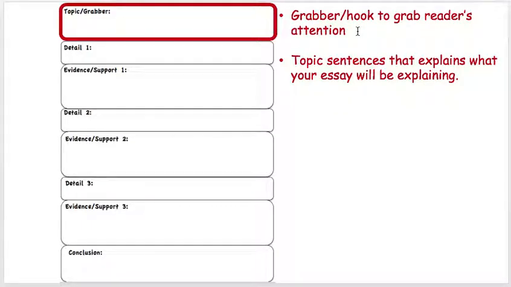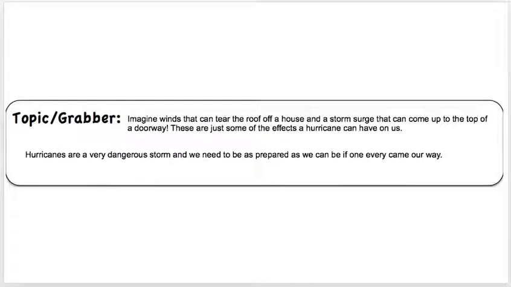So the very first box, which we spoke about, is a grabber hook to grab your reader's attention and a topic sentence that explains the topic of your essay. So as you can see, I have filled out the very top of that organizer. So the grabber that I have chosen is as follows. Imagine winds that can tear the roof off a house and a storm surge that can come up to the top of a doorway. These are just some of the effects a hurricane can have on us.